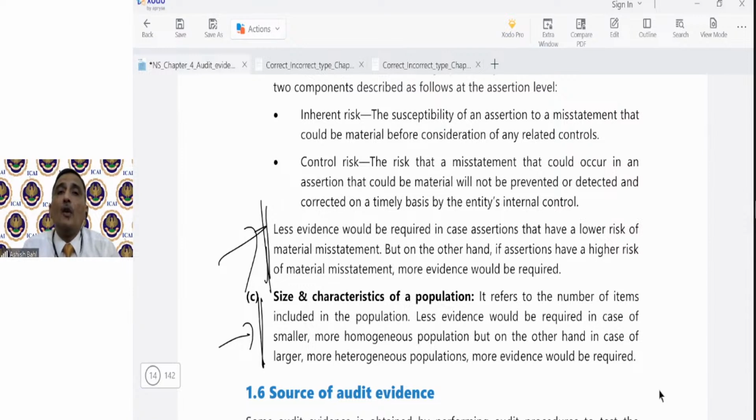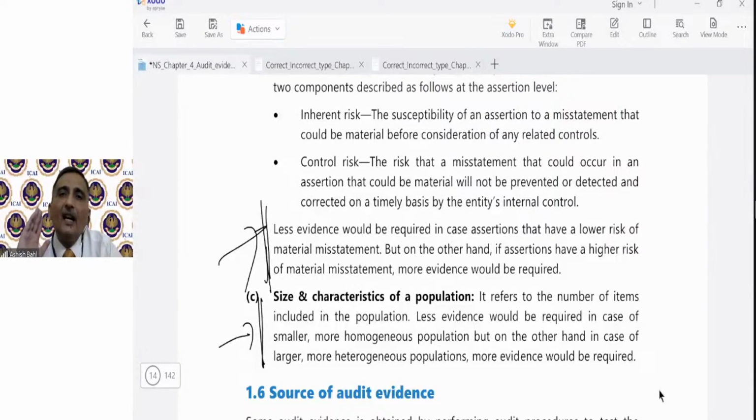So obviously, it is an example of a heterogeneous population, कि एक हेड के अंदर कई कई डिफरेंट टाइप की आइटम्स हैं, कई डिफरेंट नेचर की एंट्रीज हैं, कई डिफरेंट नेचर की इंफॉर्मेशन है. सो ऑब्वियसली you would be needing more evidence. You would be picking up more samples from different nature. So quantity of audit evidence would be increased.